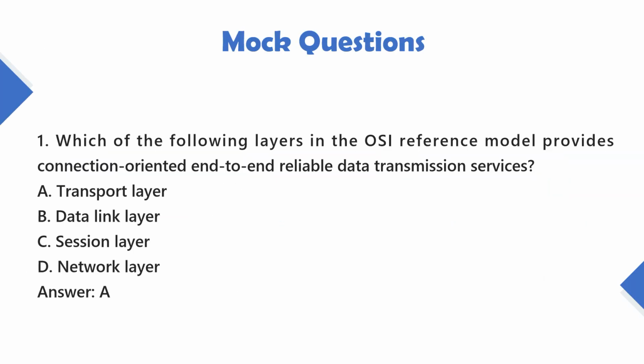1. Which of the following layers in the OSI reference model provides connection-oriented end-to-end reliable data transmission services? A. Transport layer. B. Data link layer. C. Session layer. D. Network layer. Answer. A.